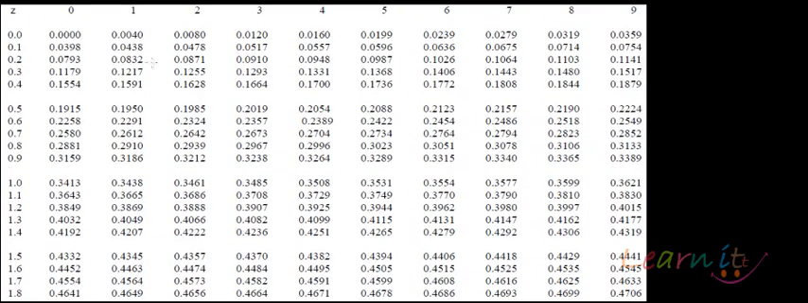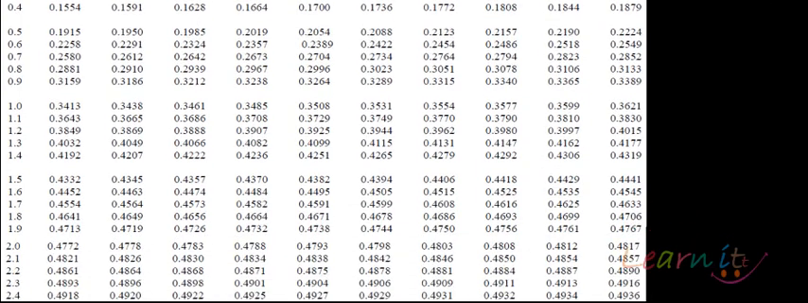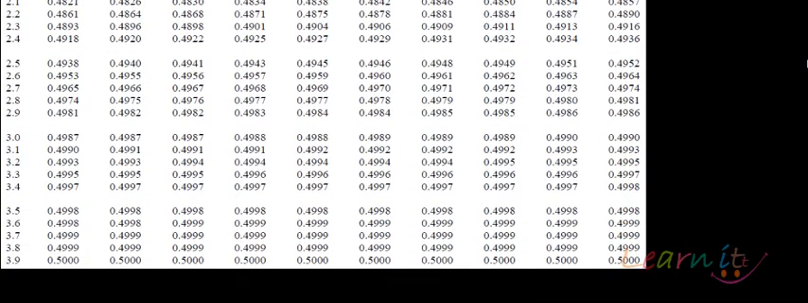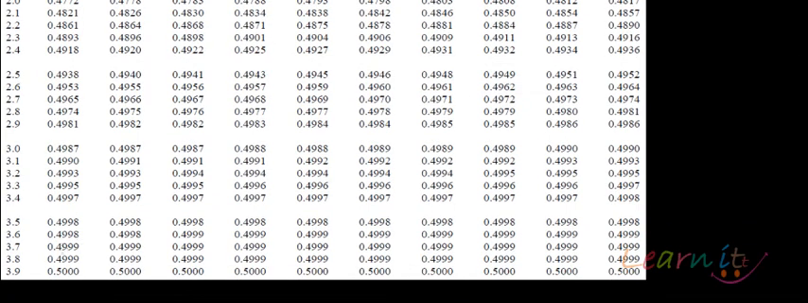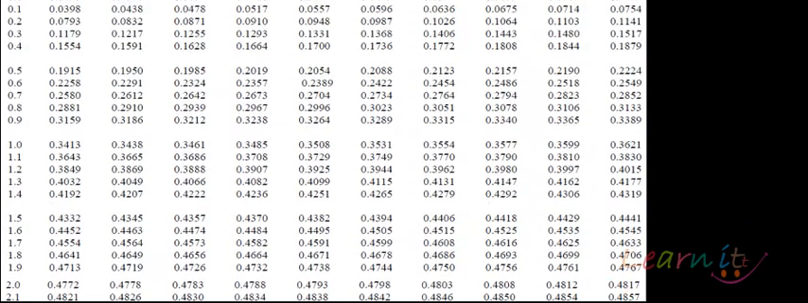z equals 4. Now, when I have to find out z equal to 4, it means z is equal to 4.00. Okay, now 4.00 would mean somewhere here. This is all 0.5. 3.9, above 3.9 is everything. Okay, so it is 0.5.